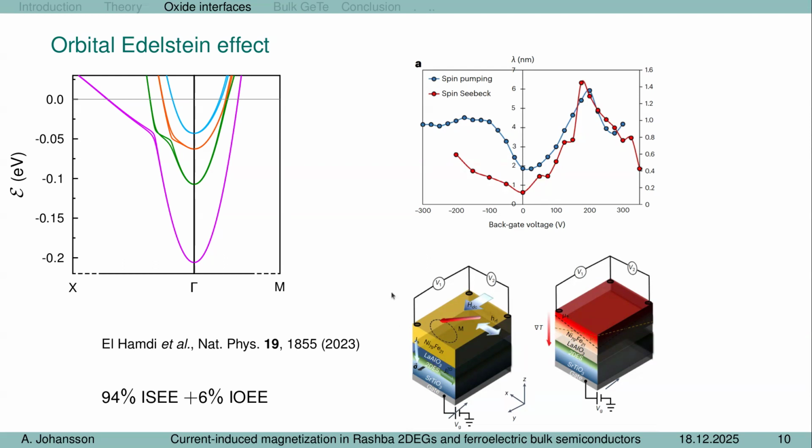So if you identify a pure orbital magnet and you can do orbital current pumping, then you would probably have 94% orbital Edelstein effect and only 6% spin Edelstein effect, and then it should be dominated by the orbital signal. So I would say it's the tools we have available right now. It's my opinion on that.